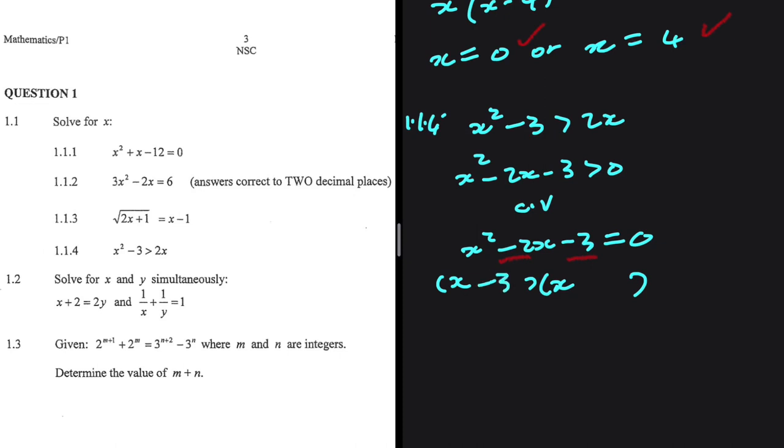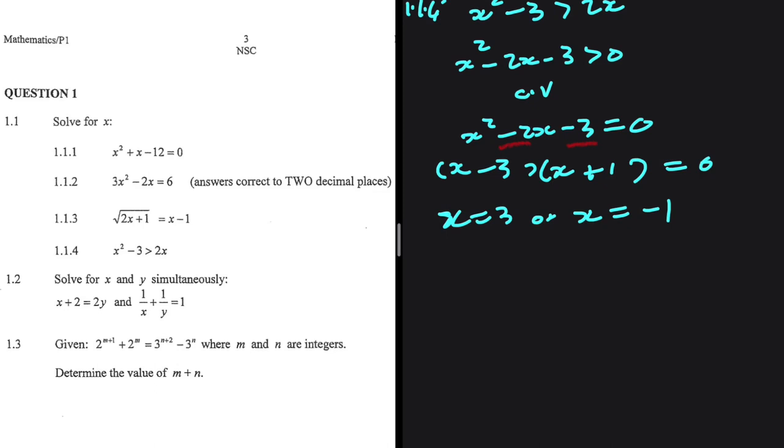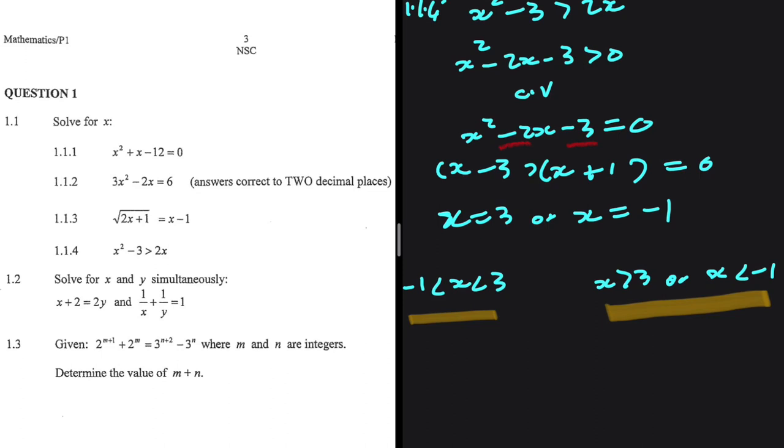So x minus 3, x plus 1 is equal to 0. So x is equal to 3 or x is equal to minus 1. These are our critical values. If you've been watching my other videos, you know the two possible answers we're going to have here. Either x lies between -1 and 3, or x is greater than 3, or x is less than -1. These are the two possible solutions we can possibly have. We are going to test and see which one between these two is correct.